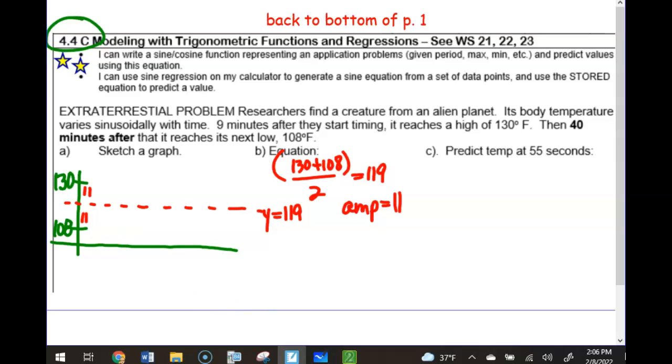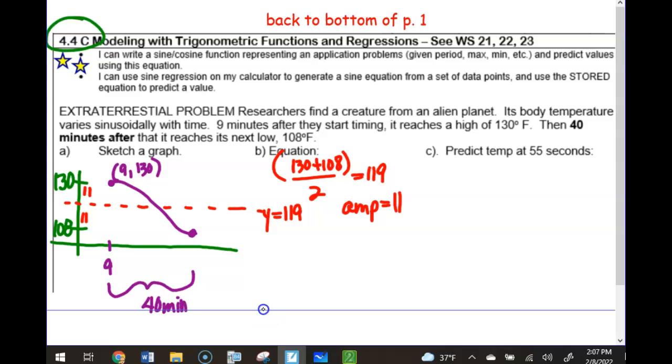Now what? Period. Okay, it starts at 9. It's at its high, right? 9 in, it's at 130. So do I really know where we started timing? No. But what do I know? It hits its next min 40 minutes later.